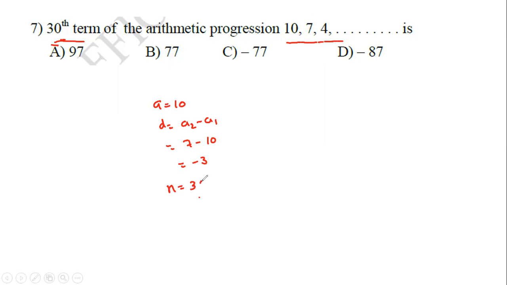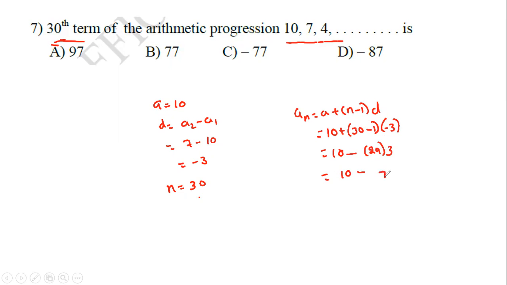30th term, n is equal to 30. So an is equal to a plus n minus 1 into d. Substitute the values. a value is 10 plus n value is 30, you need to find out, 30 minus 1 into d value is minus 3. So it will become 10 plus 29 into minus 3. So it will become 10 minus 87: 3 9s are 27, carry 2, 3 2s are 6, 7, 8. 10 minus 87 is minus 77. Which option is right? Option C is correct.